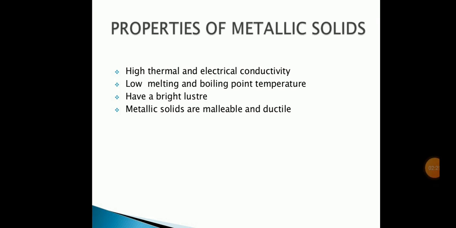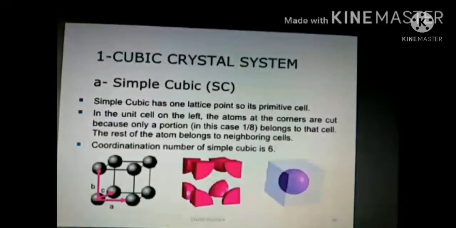The metallic solids are also ductile, with good conductivity and elasticity. These are some of the properties of metallic solids. Now we are seeing the cubic crystal system: simple cubic and others. If we see the dimensions A, B, C, in 3 directions, a simple cubic has one lattice point, so it is a primitive cell.